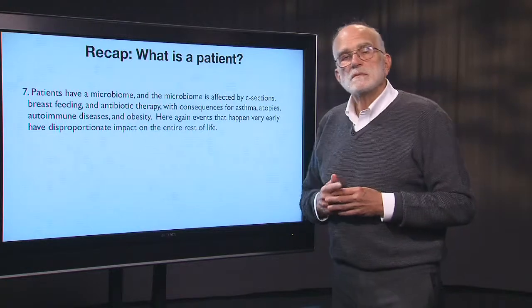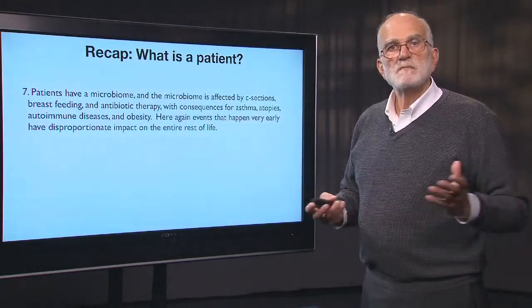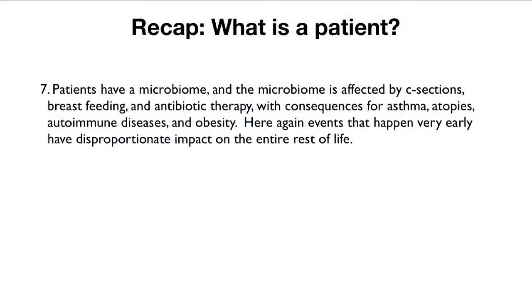The microbiome is something that is getting more and more attention all the time because it appears to have so many roles, and we just keep discovering more of them. The microbiome is affected by C-sections, breastfeeding, and antibiotics, and that has consequences for things like autoimmune disease and obesity. And I know I am repeating myself, but I think it's really worth hammering home that events early in life have disproportionate impact on the entire rest of life.